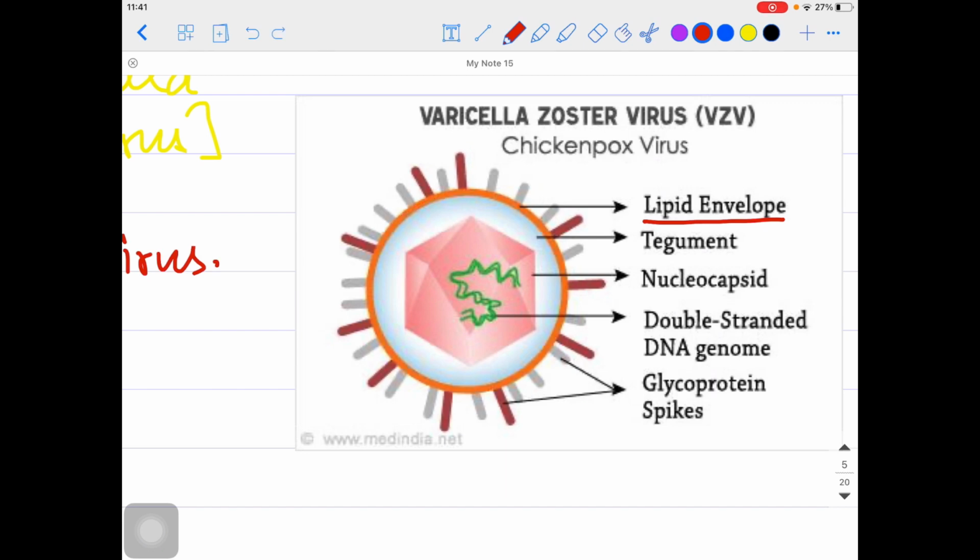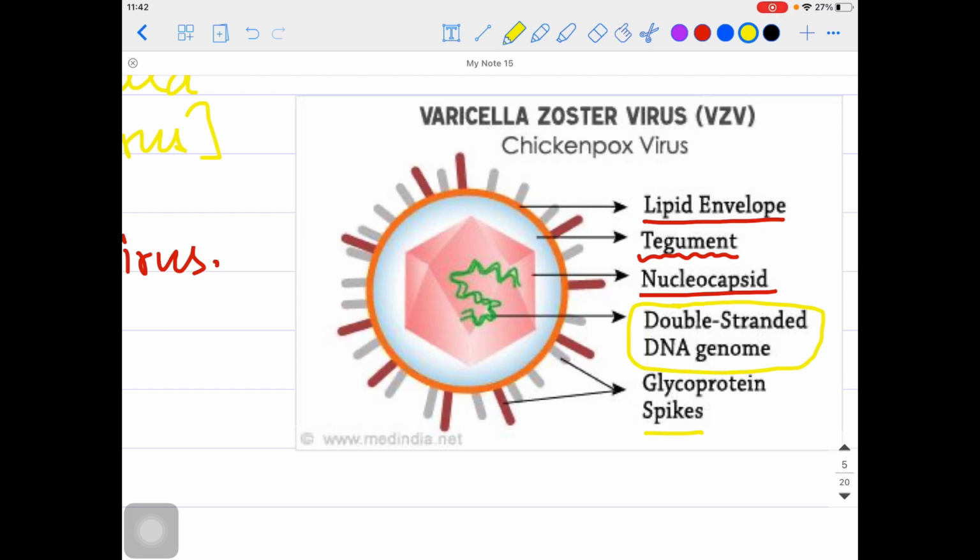Then if you go inside, there is a tegument present. Inside it you will find the nucleocapsid, and inside the nucleocapsid there is a green colored structure, the double-stranded DNA genome. That is the important characteristic. On the outside there are glycoprotein spikes, which help this virus attach to the cell surface. So this is a simple structure of the varicella zoster virus.